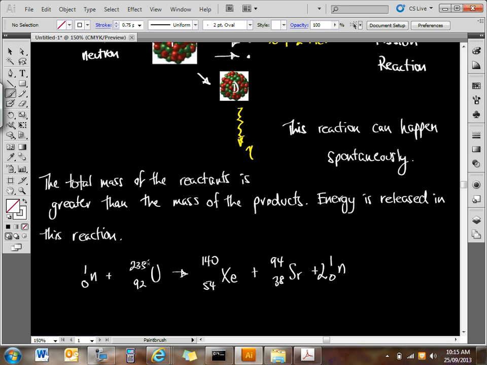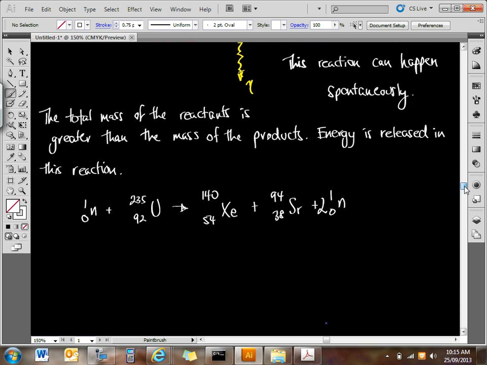Okay, so have a look at the mass numbers on the left-hand side. Add up to 236. 140 plus 94 is 234. Okay, so the mass numbers are constant. 54 and 38 is 92. No problems. Okay. Charge is conserved. Mass is conserved there. That's good.